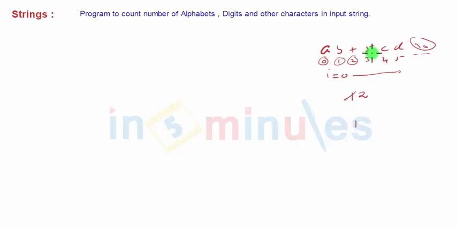Then we'll go for the third character, that is 5. We'll increment the digit counter to 1. Again next is C, so increment the alphabet counter to 3. Again next is D, increment that counter to 4, and so on till we reach the null character. And then finally we have to output these counters. So that is how we'll be writing our program.